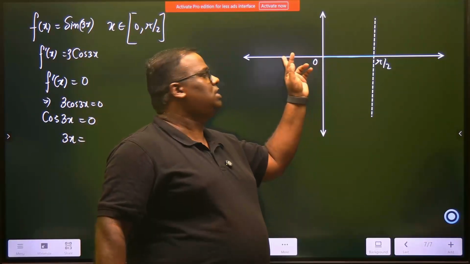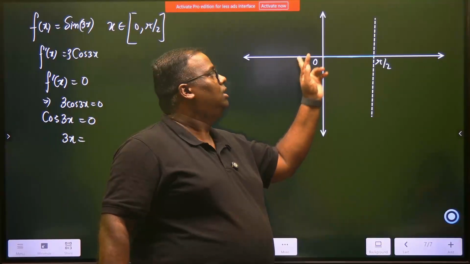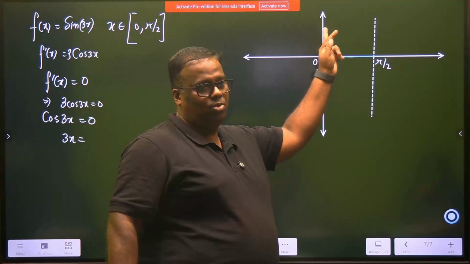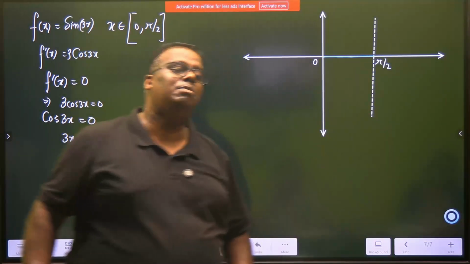The cos function starts from here. What is this point? Pi by 2. Here cos 0 is 1, and at pi by 2 it's again 0. So all pi by 2's.